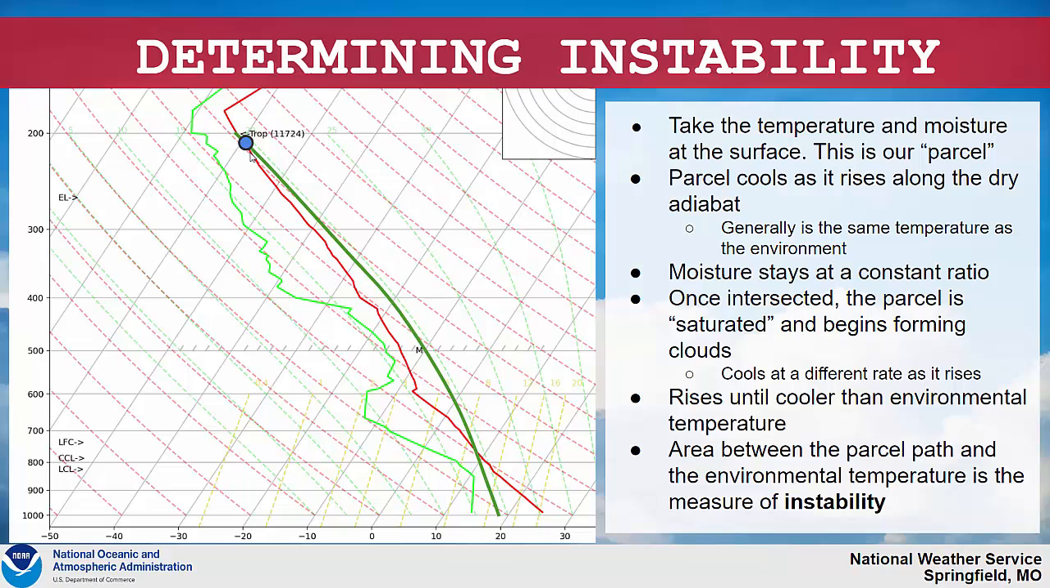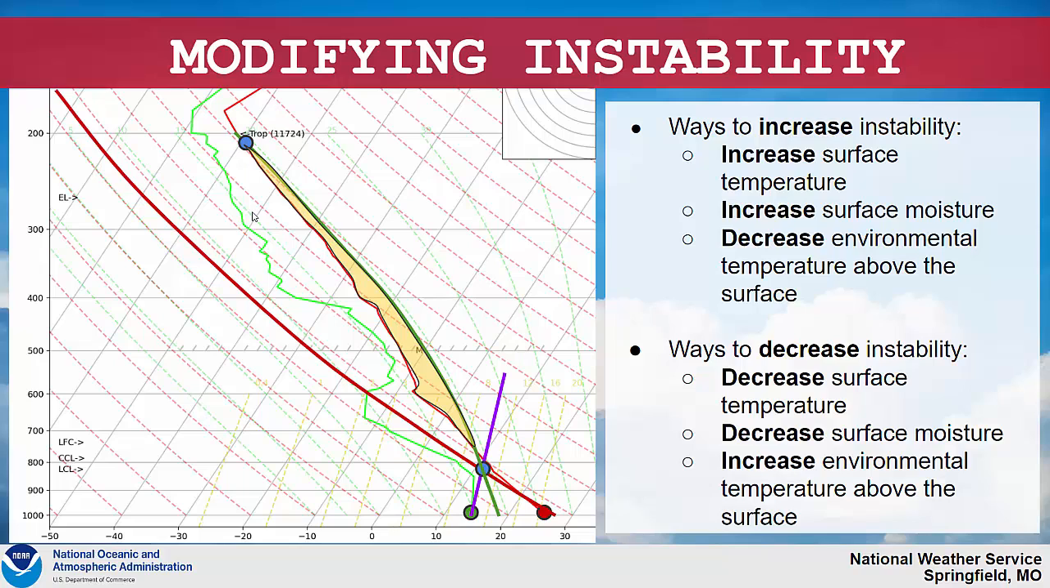Now where that blue dot is. So now that we've traced the path our parcel takes while rising, we can determine the amount of instability. Simply put, it is the area between the parcel path line, that green line, and the environmental temperature line. This yellow shaded area is our amount of instability. The larger the area that it is, the greater the instability.